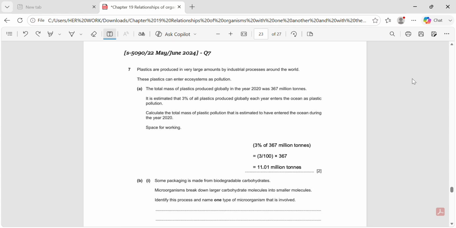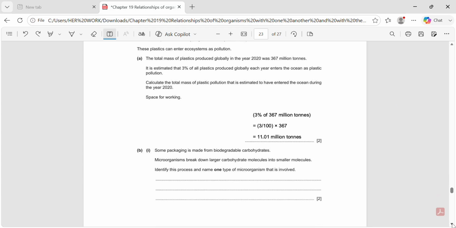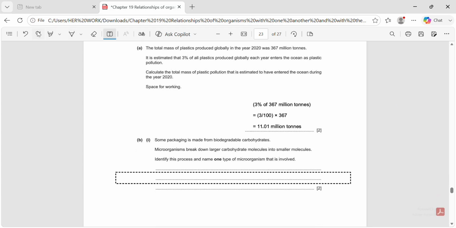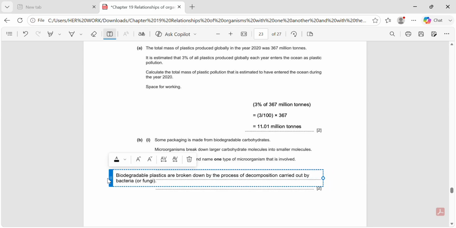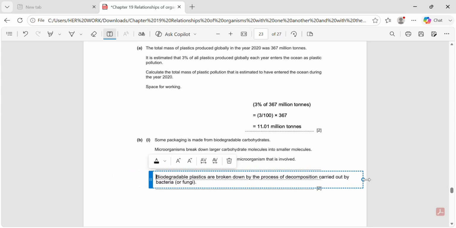The next question asks, some packaging is made from biodegradable carbohydrates. Microorganisms break down larger carbohydrate molecules into smaller molecules. Identify this process and name one type of microorganism that is involved. When microorganisms break down dead organic matter, the process is called decomposition. The microorganisms responsible can be bacteria or fungi. So the answer we write is biodegradable plastics are broken down by the process of decomposition, carried out by bacteria or fungi.